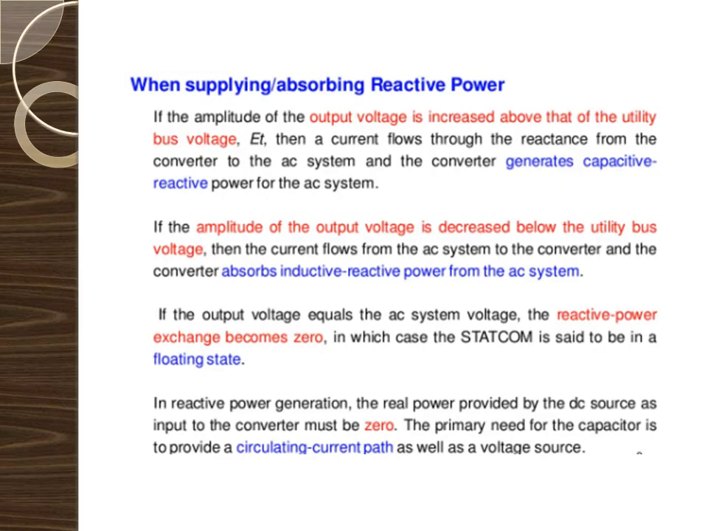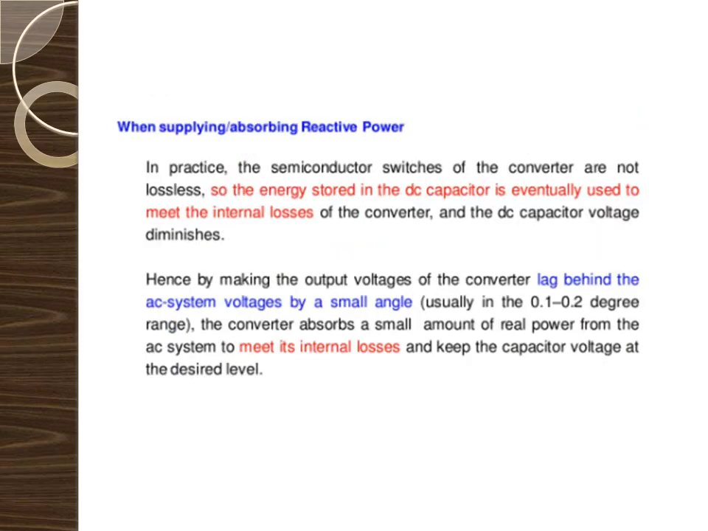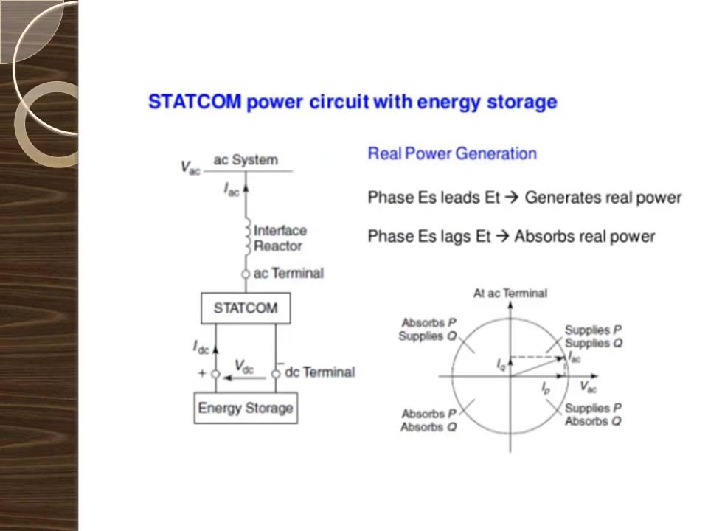The primary need for the capacitor is to provide the circulating current path as well as a voltage source when supplying or absorbing the reactive power. In practice, the semiconductor switches of the converters are not lossless, so the energy stored in the DC capacitor is eventually used to meet the internal losses of the converter, and the DC capacitor voltage diminishes. Hence, the output voltage of the converter lags behind the AC system voltage by a small angle. The converter absorbs a small amount of real power from the AC system to meet the internal losses. STATCOM power circuit with the energy source.